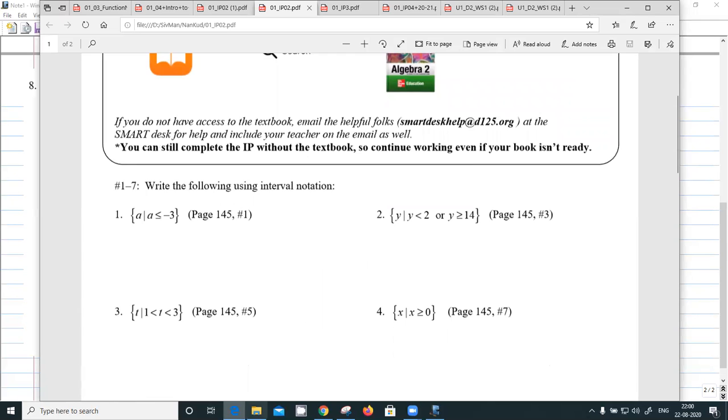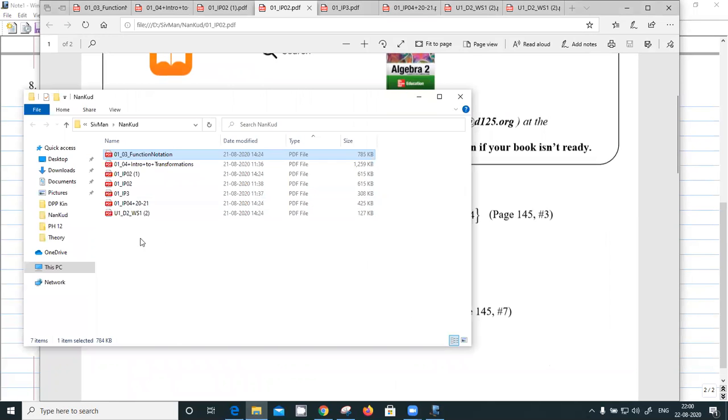Okay. What next? This is IP2. IP3. Well, I can do IP3 because we went over IP2. I think I'll be fine. You try, and then if it is not done, we'll do it tomorrow.